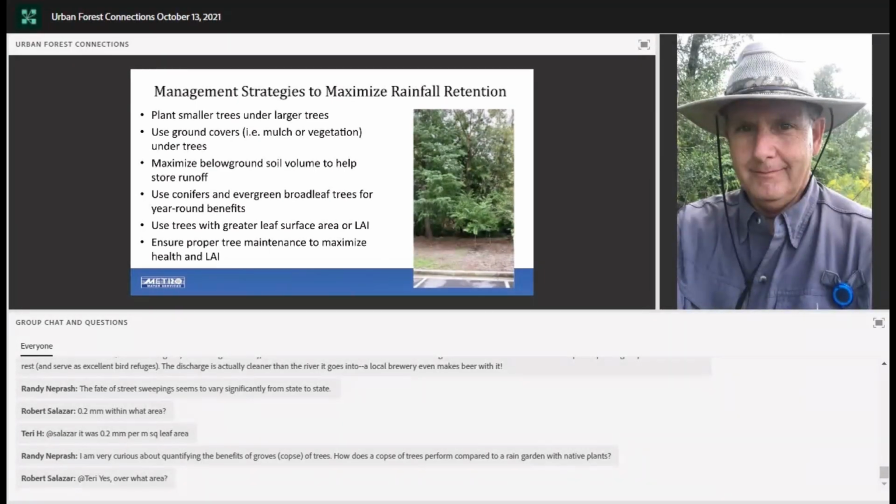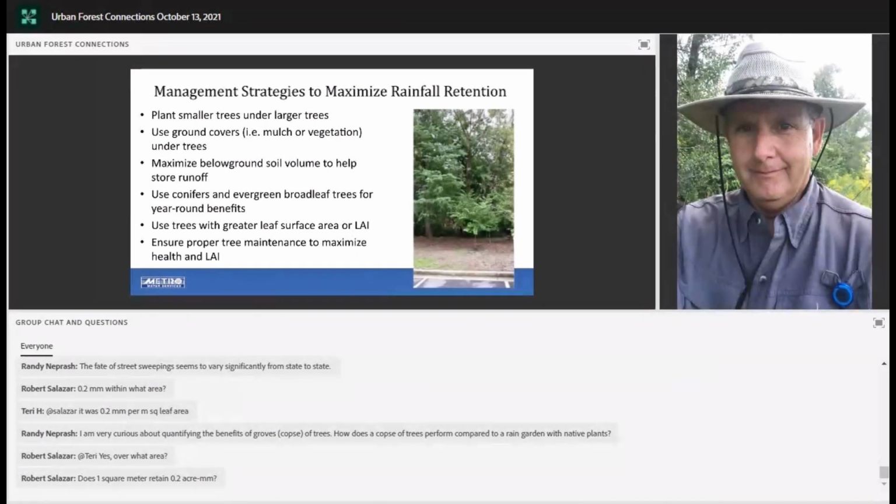So some of the management strategies to maximize rainfall retention is to plant smaller trees under larger trees. So we can develop this forest-like environment where you have an overstory and a mid-story. And so as rain drips off of the canopy of those taller trees, the smaller trees can intercept more of that rainfall. And so it just maximizes that retention. Also use ground covers under those trees. Mulch and vegetation can add to storage of runoff.